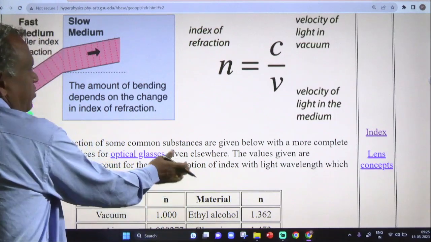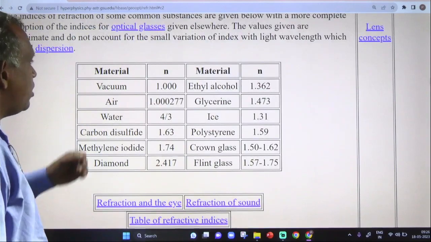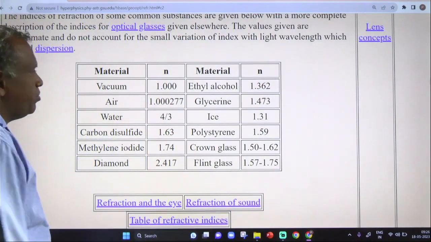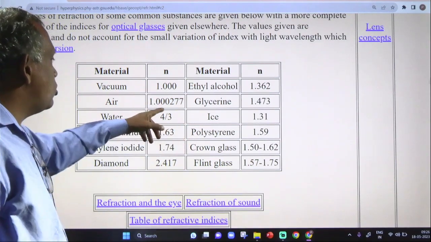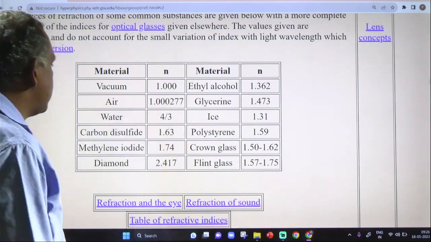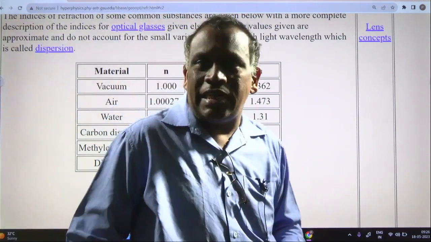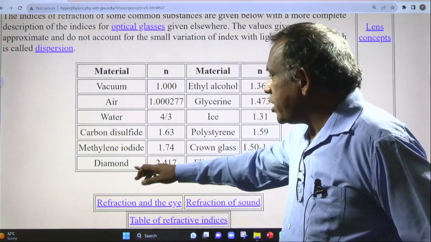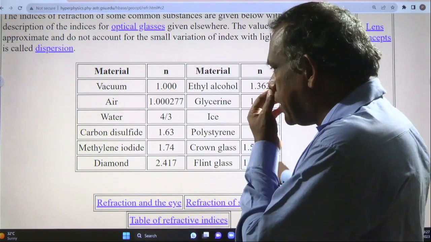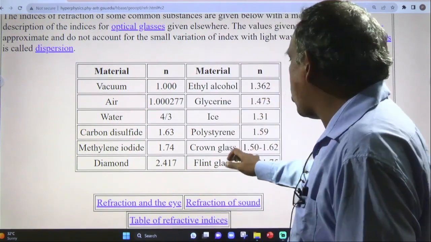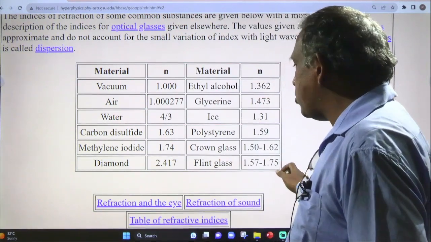Coming to the values of refractive index: for vacuum, the refractive index is 1. The refractive index of air is approximately 1.000027. The refractive index of water is 4 by 3, approximately 1.33. For glass, approximately 1.5, that is 3 by 2. Crown glass is 1.5 to 1.62 and flint glass is 1.57 to 1.75.